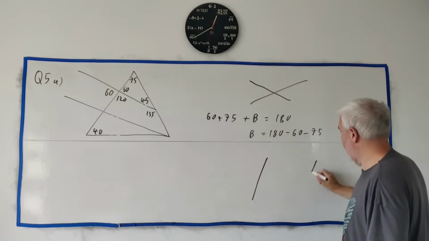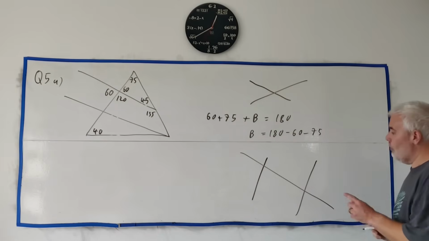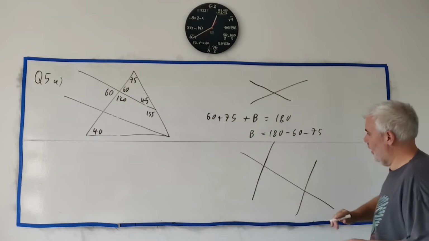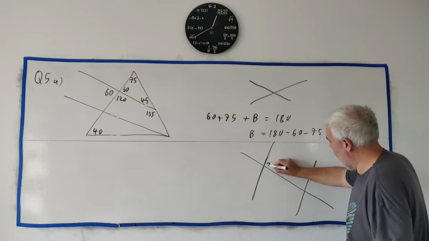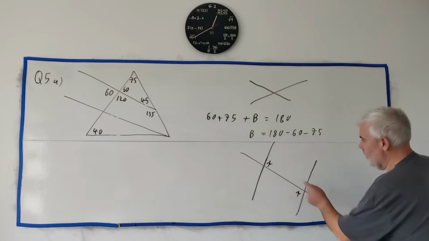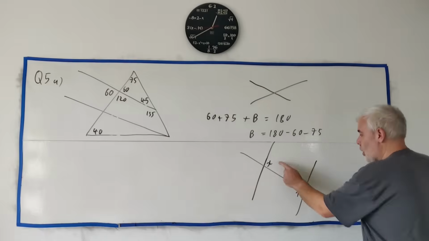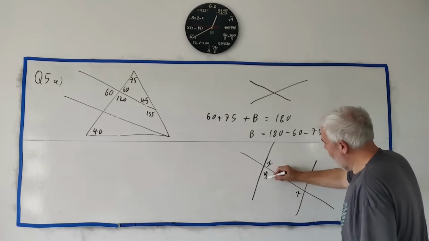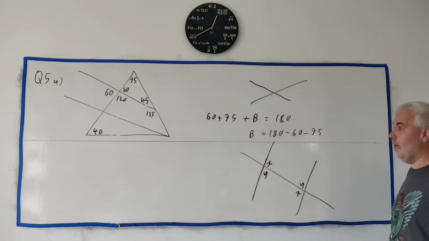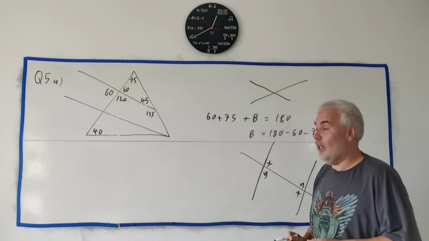Let me draw parallel lines here. Remember, we have a rule about parallel lines. This angle, let's call it x, is equal to this angle. We call that opposite, the opposite angle here. This one in here, y, is equal to this one here, y. Can you see anywhere where that's useful?